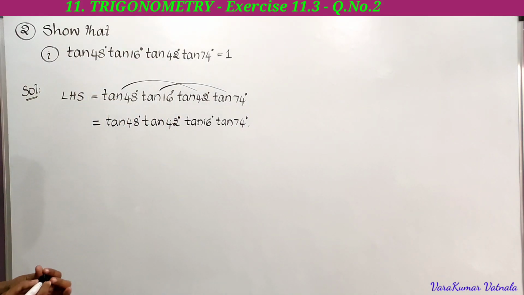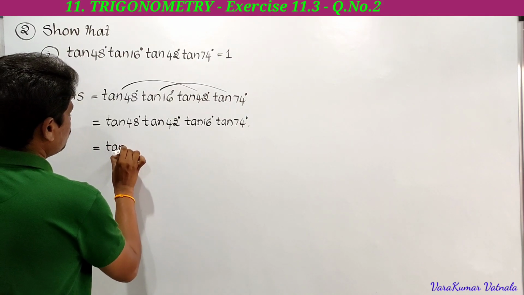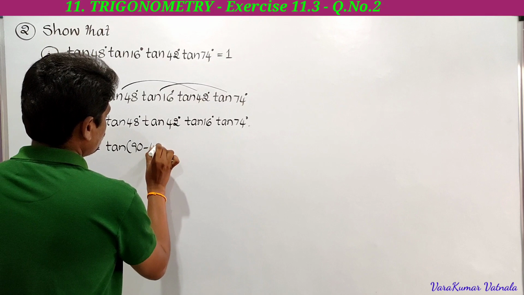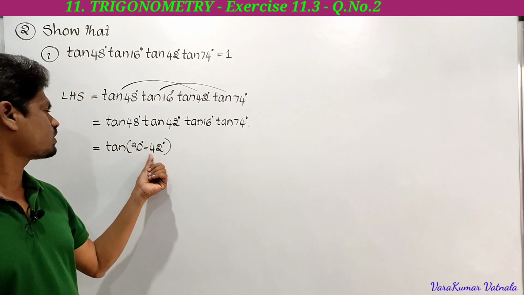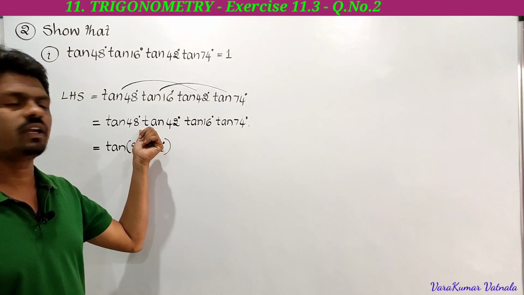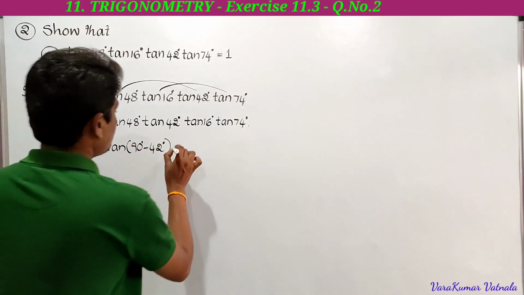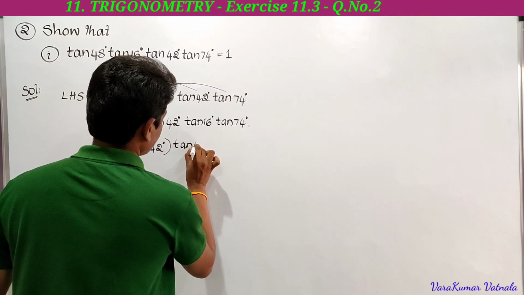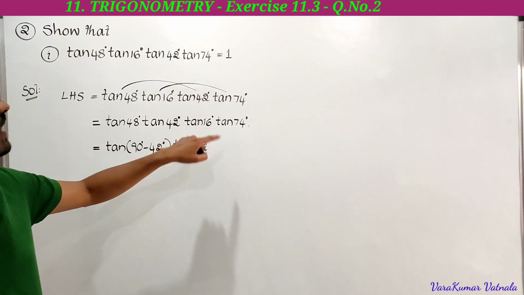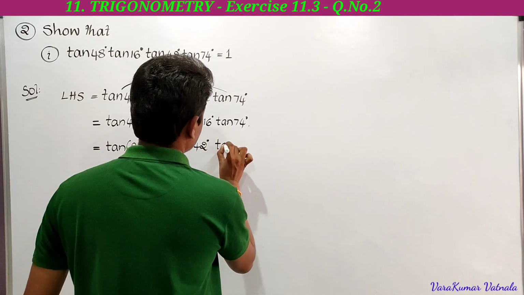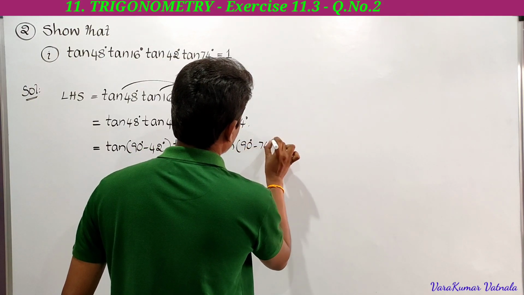So now see here, tan 48 I am writing as tan 90 minus 42. So only one has to change. If you subtract 42 from 90, you get 48 only. So tan 48 I have written as tan 90 minus 42. Again write this tan 42 as usual. In the same way, next I am writing tan 16, writing 16 as 90 minus 74. So this 16 I have written as tan 90 minus 74.